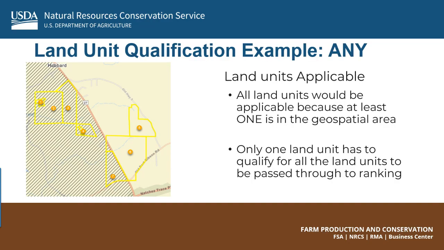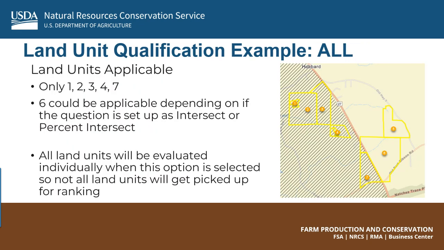So here's an example of the any qualification. We have about 7 land units in our assessment here, and the shaded area is our geospatial layer. So since at least one of those land units is in the area, all of our land units are going to pass through and be able to be ranked in that ranking pool. So we'll go to next.